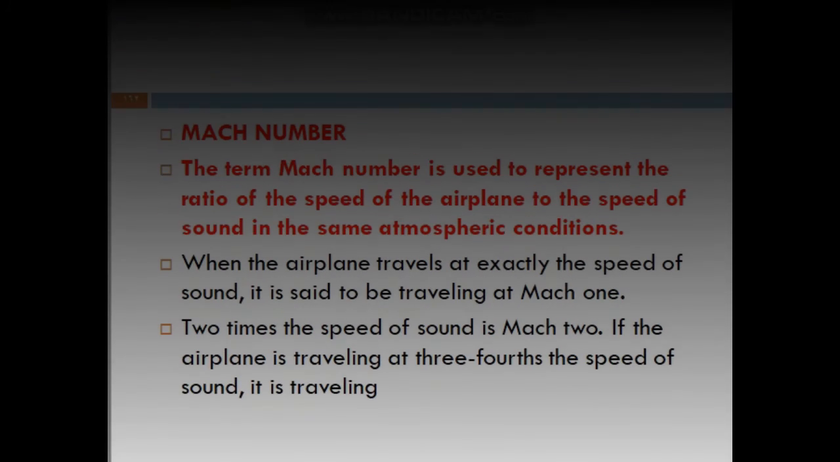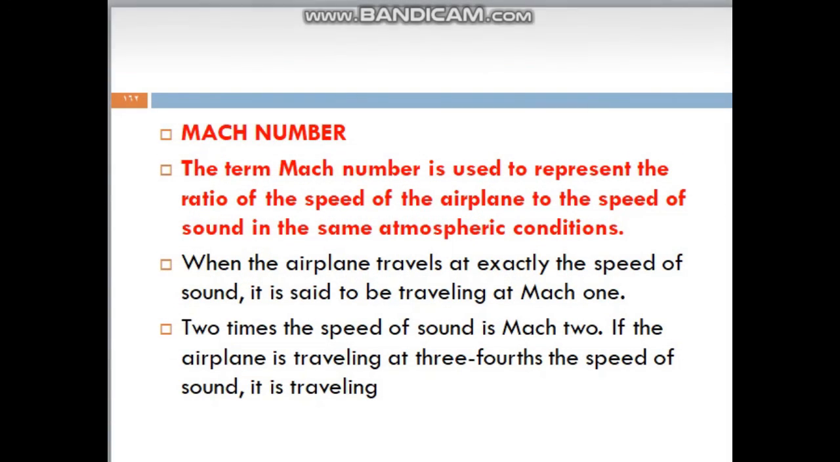Mach number. The term Mach number is used to represent the ratio of the speed of the airplane to the speed of sound in the same atmospheric condition. So, when the airplane travels at exactly the speed of sound, it is said to be traveling at Mach 1. 2 times the speed of sound is Mach 2. If the airplane is traveling at 3/4 the speed of sound, it is traveling at Mach 0.75.